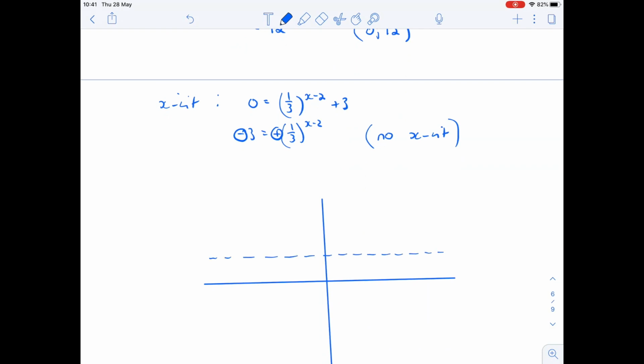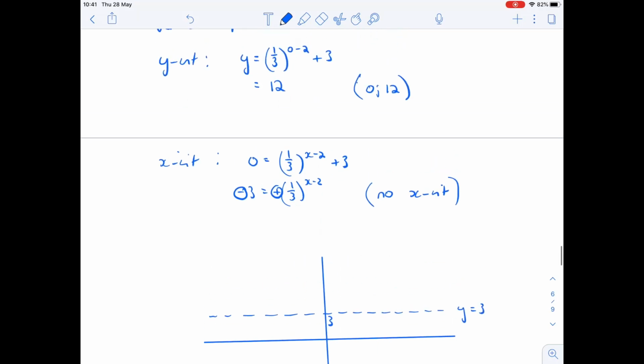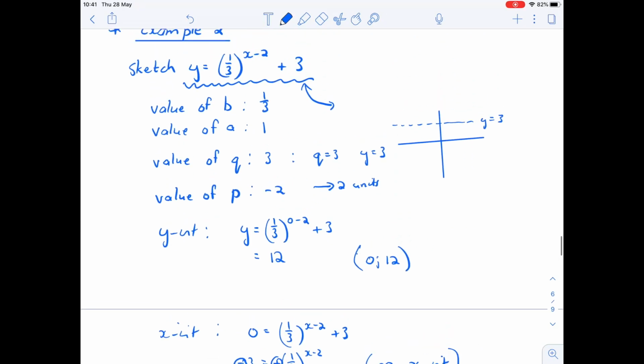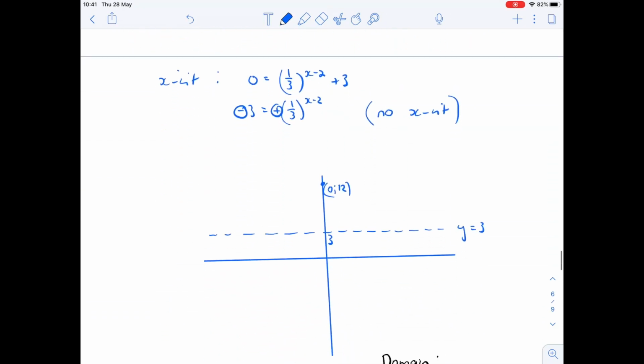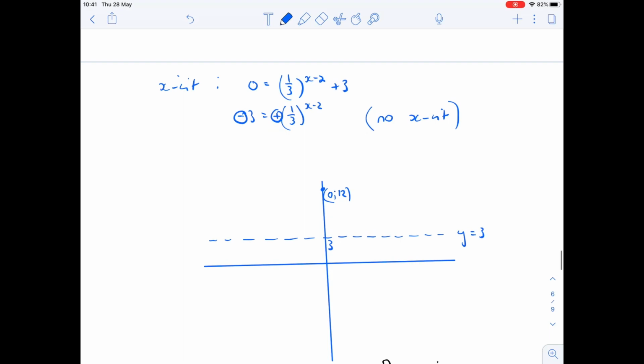My asymptote was y equals 3, cuts at 3. My y-intercept was (0, 12), which is up here. And what did my graph do? B was a third, so it was sloping down like this. Okay, we need to extend this a little bit. So we're going to do this. There's my graph.